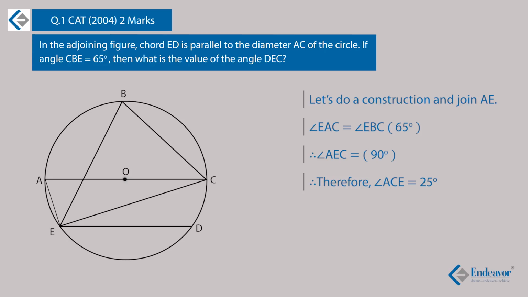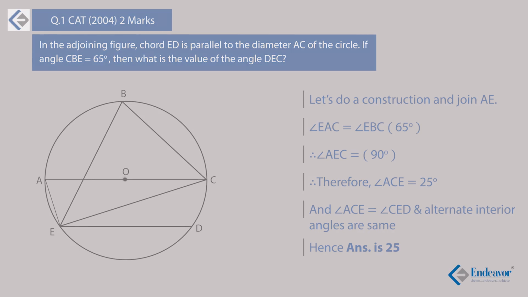But we also know that AC is parallel to ED, and therefore alternate interior angles, angle ACE and angle CED, will be the same. Therefore the question, which is asking angle DEC, will be equal to 25 degrees, which is option 4. So what we saw was a pure circle question wherein a simple property of a circle, that angles subtended by one arc at two distinct points on the circle are equal, was being used. So if a simple property of a circle is remembered, a question like this, which was a 2-marker question of CAT 2004, can be easily cracked.